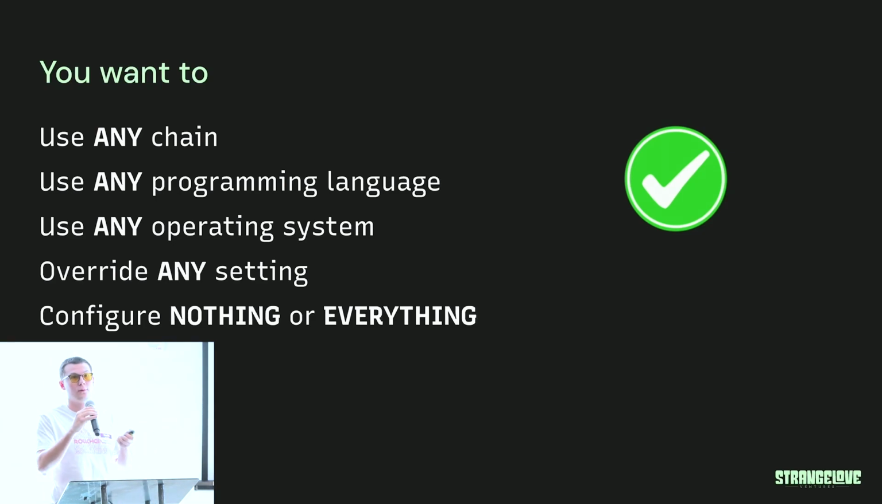We need to be able to override any setting. So if I have a chain and I want to change something, I should be able to do that. By default, we should give default Genesis values. It's important to do that. And then we need to give the option of configuring nothing or configuring absolutely everything, because we want users to feel comfortable with it and then become more power users as they grow.